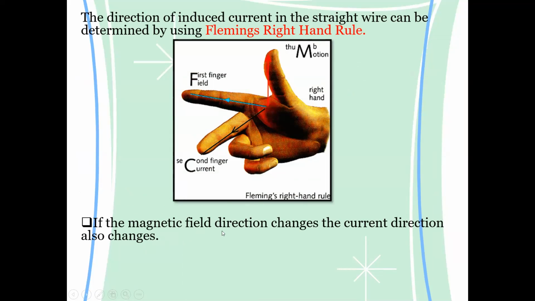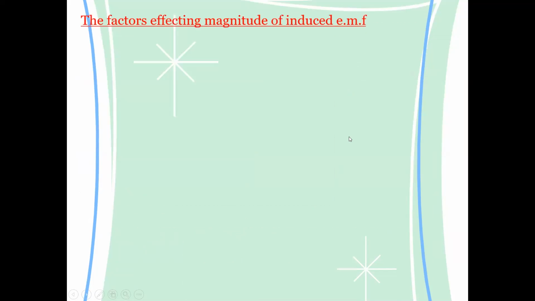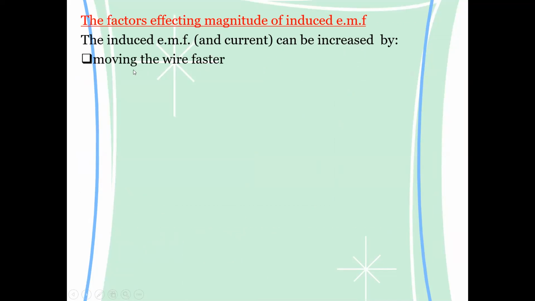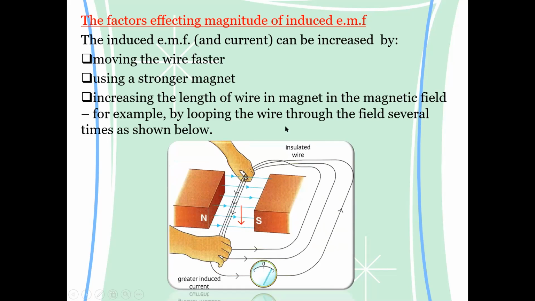So what happens if the magnetic field is changed? The direction of the induced current will change. The factors which can affect the induced EMF, the EMF produced due to change in magnetic field: if we move the wire faster, it will produce a greater change in magnetic flux linkage, so higher induced EMF. If you use a stronger magnet, it will produce higher EMF. And if you use a longer wire, it will also produce a higher induced EMF.